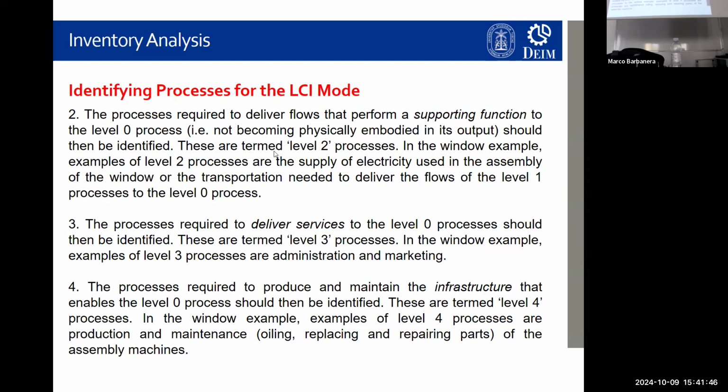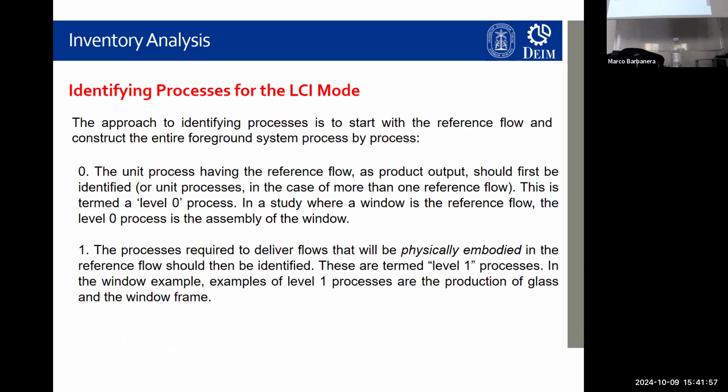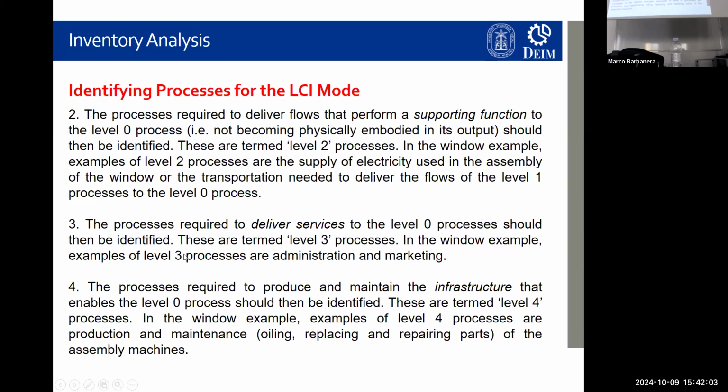Typically, in LCIA studies, the most important processes, and the processes for which it's important to collect inventory data, are level 0, level 1, and level 2 processes. Then here you can see other kinds of processes, defined as level 3 and level 4, but typically these processes are not considered in the modeling, in the calculation of the environmental impact of a product.